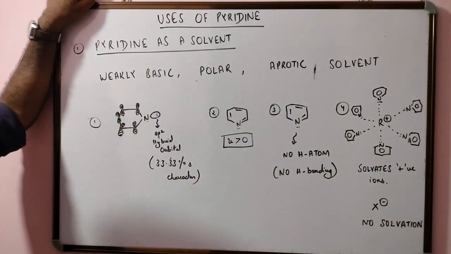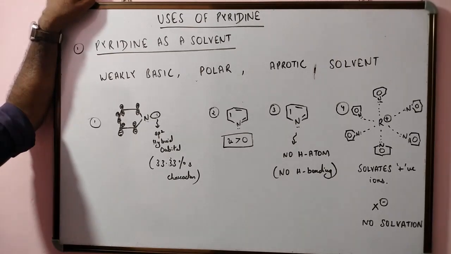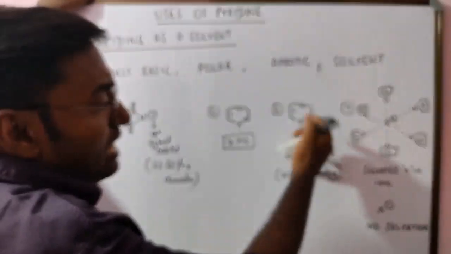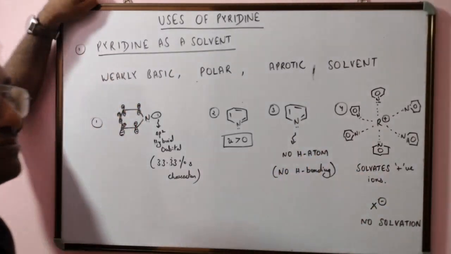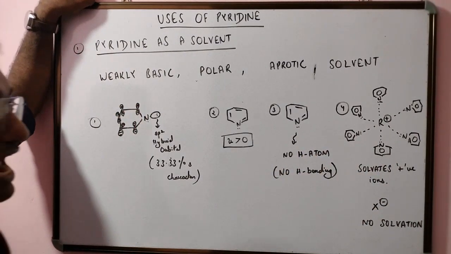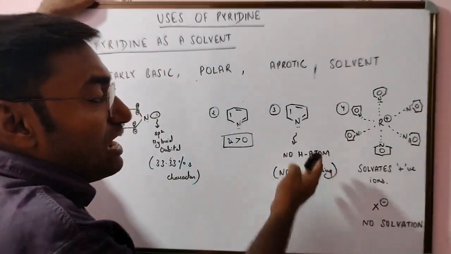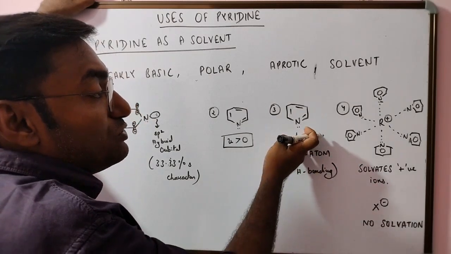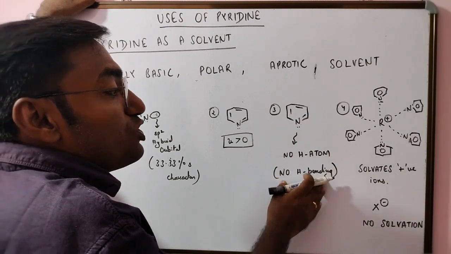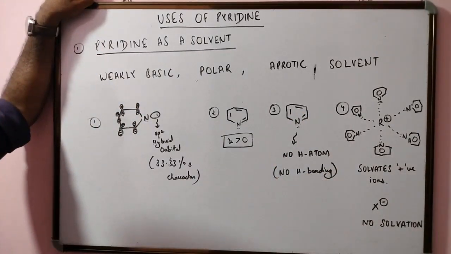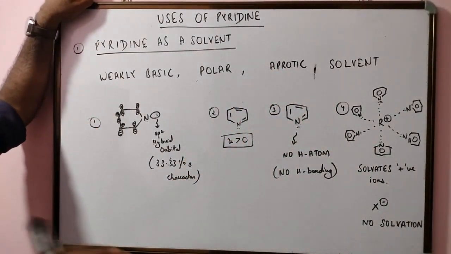The term aprotic means not capable of exhibiting hydrogen bonding. The pyridine ring has a nitrogen atom to which there is no hydrogen atom attached. Had there been a hydrogen atom, it would have exhibited hydrogen bonding. But because there is no hydrogen atom attached to the nitrogen atom, it could not show any kind of hydrogen bonding, and therefore the pyridine ring is aprotic.